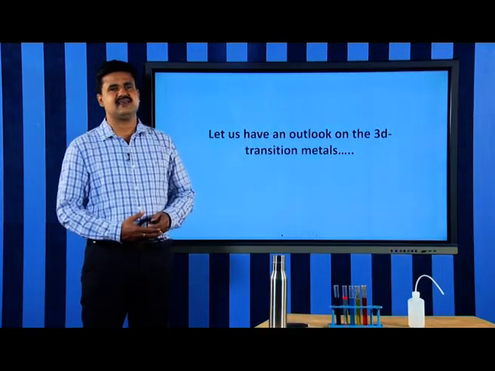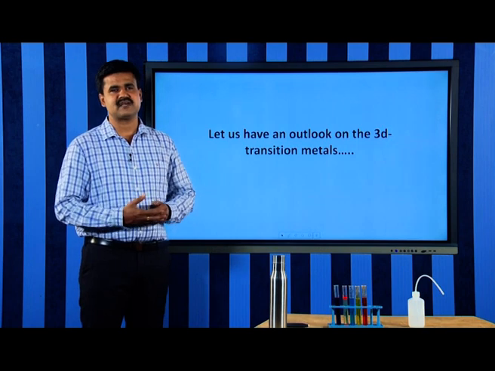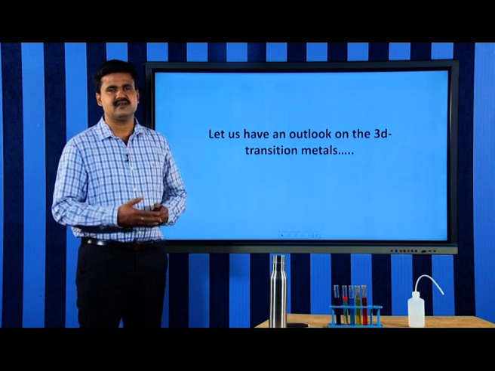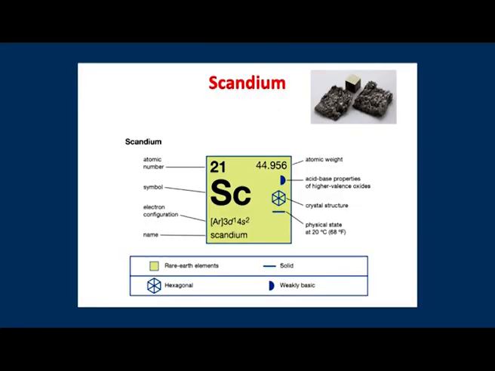Now let us have a glimpse of the electronic arrangement and their physical properties like atomic weight, atomic number, etc. First of all, scandium. It appears dark grey in color, with atomic number 21. The electronic arrangement is argon core with 3d1 and 4s2 arrangement. It is a solid and the crystal structure is hexagonal.